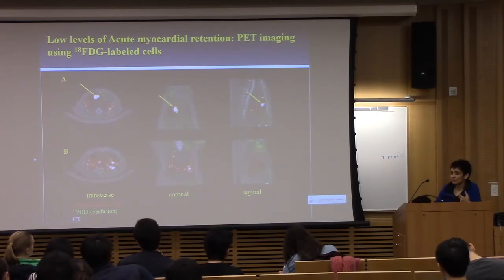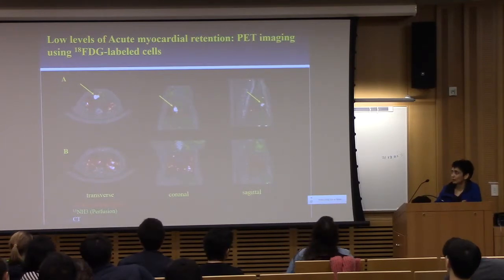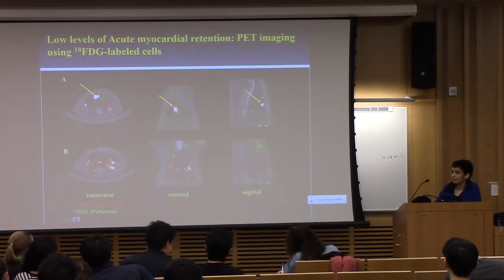Even if you inject them directly into the heart, you have only 20% at 1 hour. And if you look at 1 day, approximately half of them survive. And if you look at 1 week, it's less than 5%. So you can imagine the huge amount of cell loss that happens.